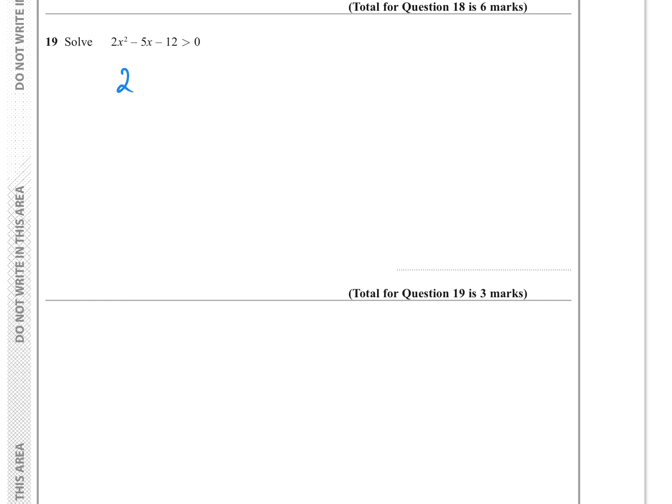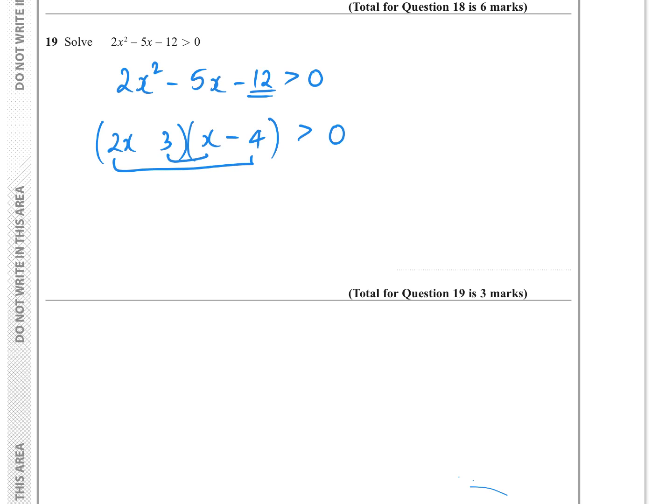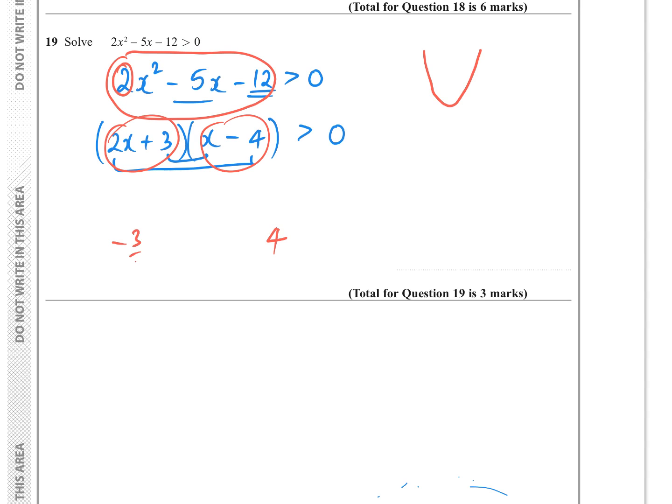Question 19. If we have 2x squared minus 5x minus 12, and that's greater than 0, let's see if this factorises. Factors of 12, I'll go with 4 and 3, and then we're going to have minus 8 plus 3 would give us minus 5. Now, the shape of this quadratic, because this value here is positive, is going to have this nice shape here. So I'm going to put x is 4 on a number line, and x is minus 3 over 2, which would be the solution points here if it was equal to 0.